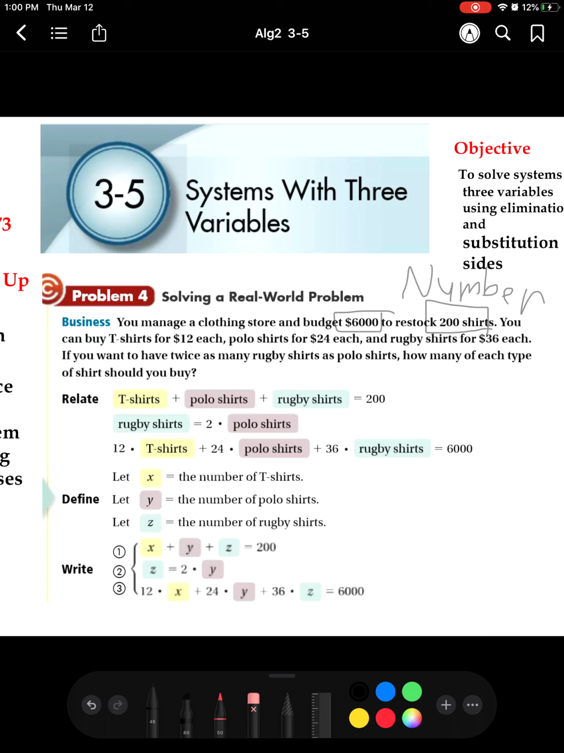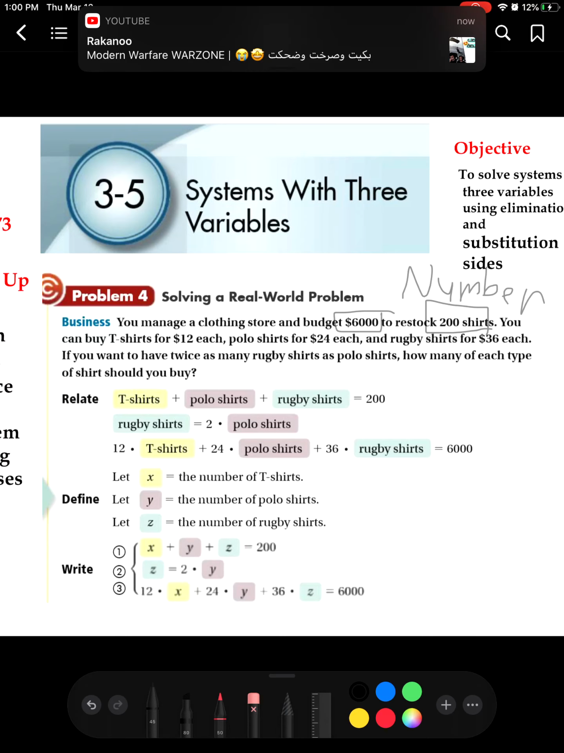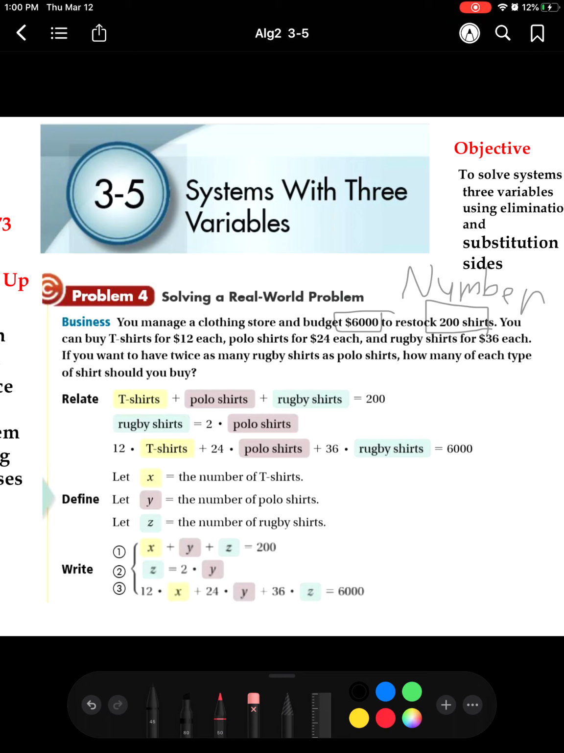$12 each, polo shirts for $24 each, and rugby shirts for $36 each. So he gave me the price of the t-shirts, $12 each, the polo shirts, $24 each, and the rugby shirts, $36 each. Now, if you want to have twice as many rugby shirts as polo shirts, he said that for every rugby shirt, we will have 2 polo shirts.